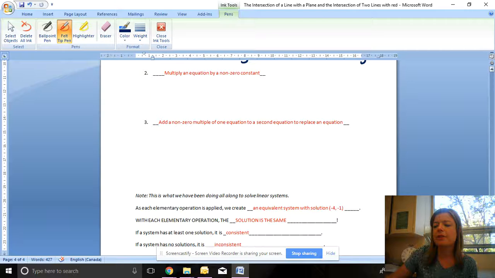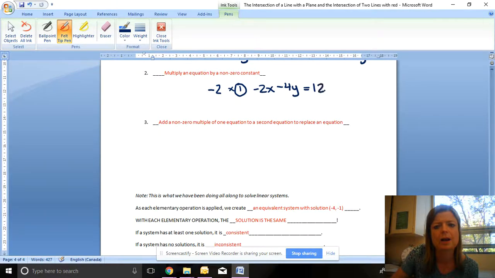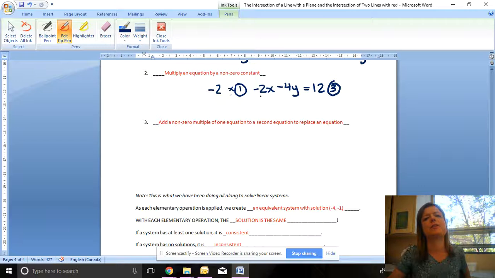Another elementary operation is to multiply an equation by a non-zero constant. In this case, I'm going to multiply equation 1 by -2. That would give me -2x minus 4y equals 12. I'm going to call this new thing equation 3. So -2 times equation 1 gives me a new equation, equation 3.